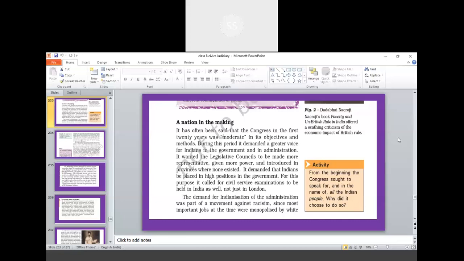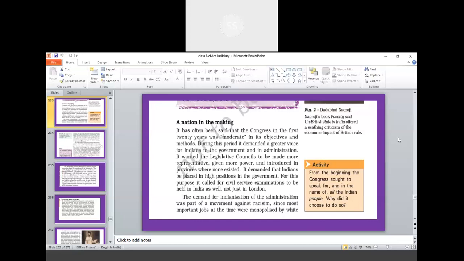So Gandhian era, 1920 to 1947, moderates, radicals, and the Gandhian era. Now, what is the difference between these three? This is the method of how they fought the freedom struggle.